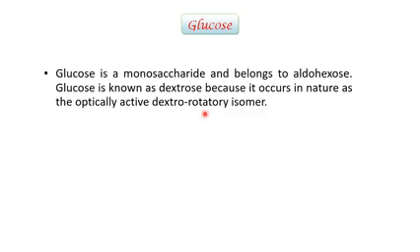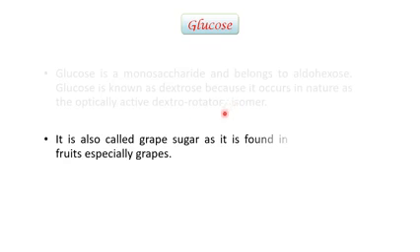In your lower classes you might have studied that some organic compounds can rotate plane polarized light. If a compound rotates the plane polarized light towards the right, it is called a dextrorotatory compound. So glucose is a dextrorotatory isomer.